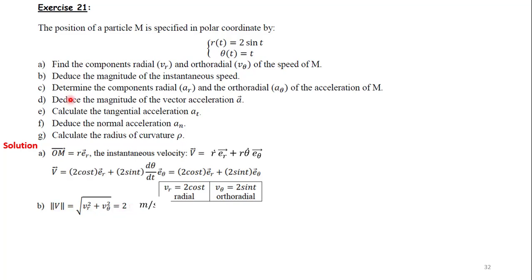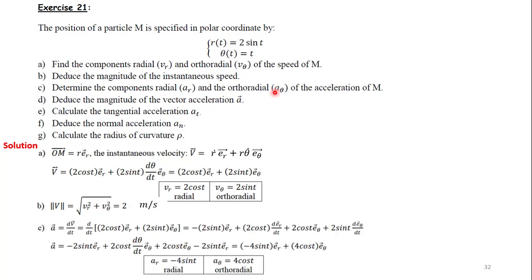We have now question C. Determine the components radial Ar and orthoradial A theta of the acceleration of M. So we need to find the radial acceleration and the orthoradial acceleration of point M. But we have already found V. So here we have two methods to find the acceleration. These two methods are based on the same definition, but we have two ways to make the calculation.